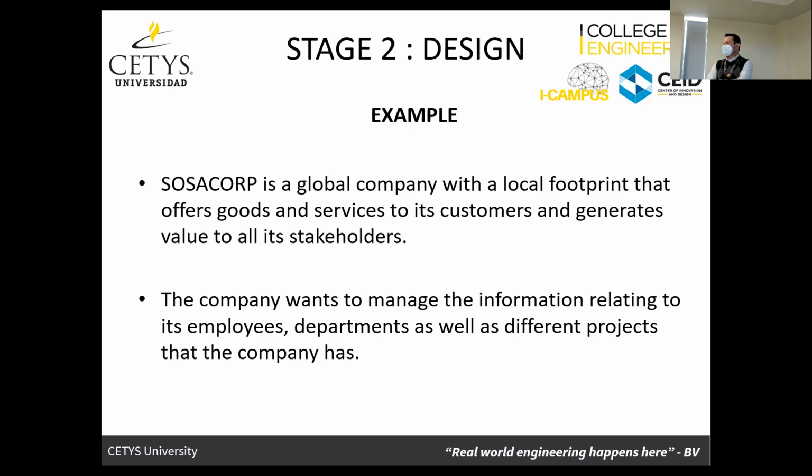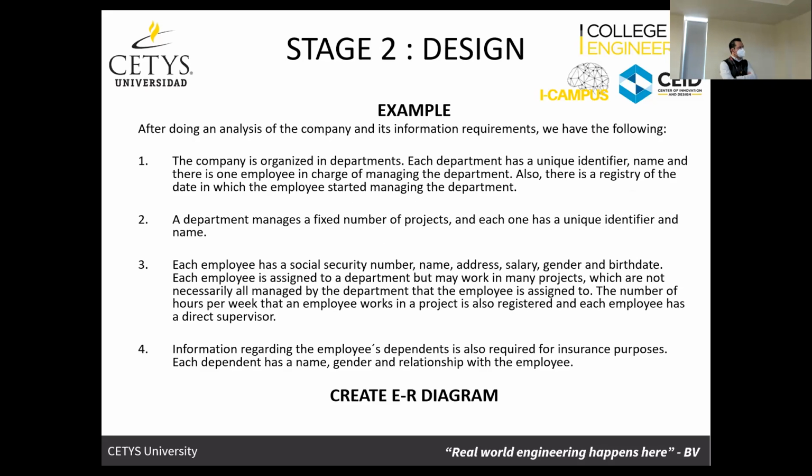It offers goods and services. So Sosa Corp does something, we don't know what it does specifically, for its customers and generates value for all its stakeholders. This is a very, very generic description of an organization. Again, you guys would put more detailed information. Now, the company wants to manage the information relating to its employees, departments, as well as the different projects that the company has. That's the focus or the scope of the information system we're going to be talking about. And so we have the following requirements that we need for this system.